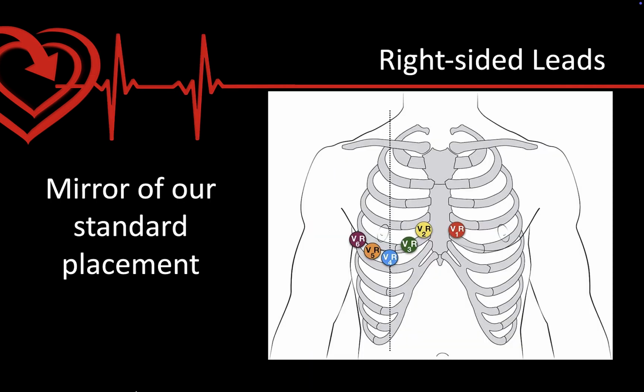So if we decide that we suspect a right-sided MI, we can take a look at the right side. And a full right-sided 12-lead placement would look like this. You simply reverse all the leads. Placement is the same, but on the opposite side of the chest. The other option is to simply place 4, 5, and 6. So you bring over your V4, V5, and V6 and put them on the right side and acquire another 12-lead.